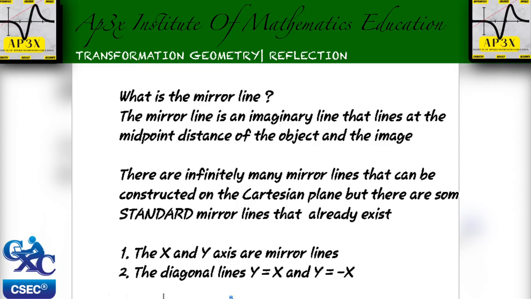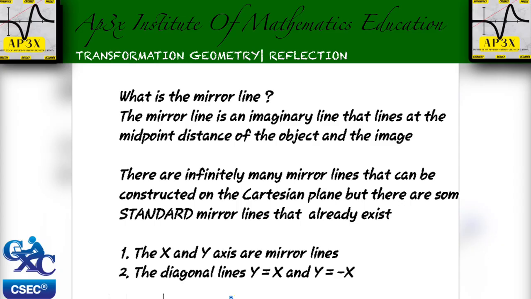For example, if we have a point on the Cartesian plane that is at a specific location and its image is at a specific location somewhere on the Cartesian coordinate system, then of course we're going to be counting the distance between where the object is located and where the image is located and dividing that distance in two. So therefore the mirror line, which could be vertical, horizontal or diagonal, will be going through that particular value on that axis.